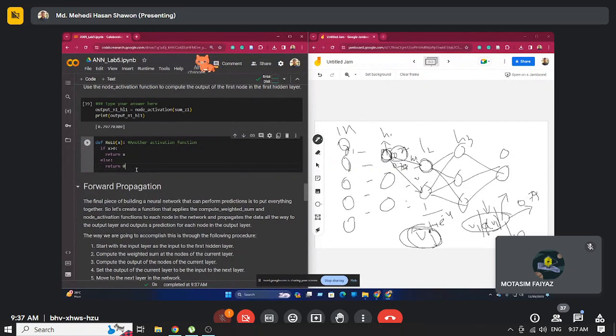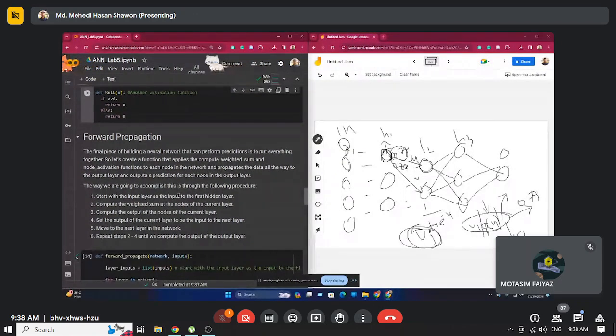Are you clear, everyone? At first, we tried to understand forward propagation through the lecture, each node. Now I just showed you that whatever we discussed, we implemented using this code. So do you have any question? You do not have?